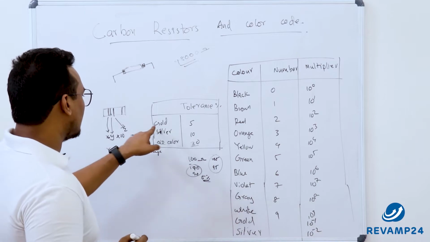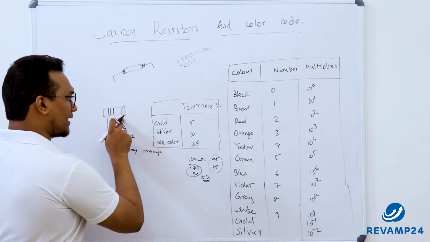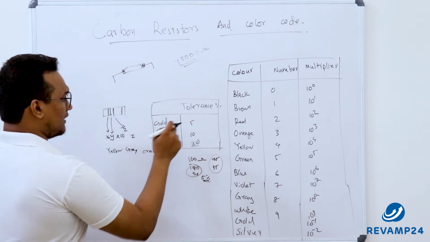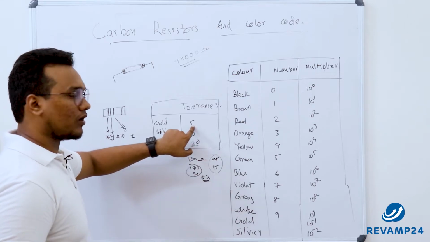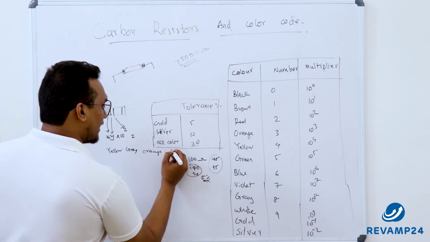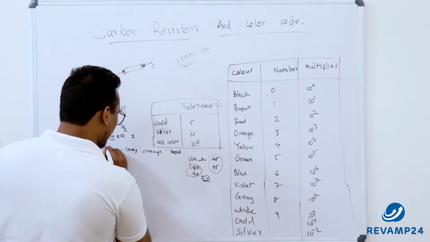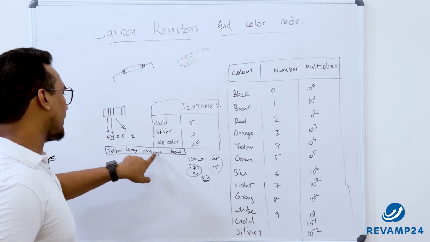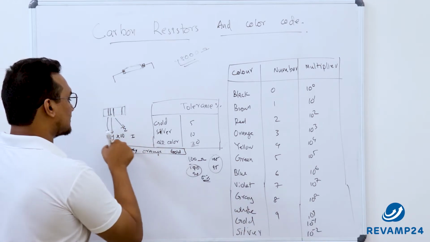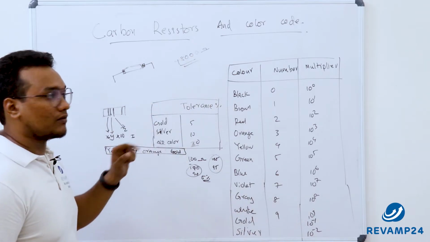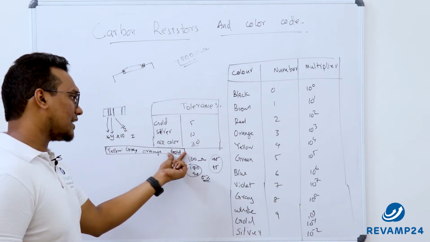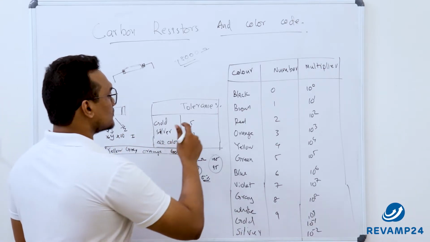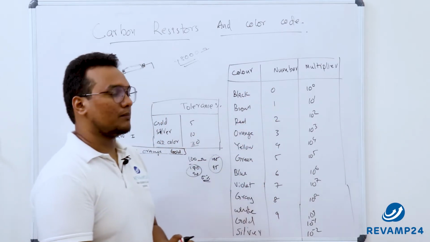If the tolerance is 5%, we can expect a gold colored strip at the end. So this will be the color code: yellow, gray and orange represent the value 48,000 ohm, and the last colored strip represents the tolerance. Clear? Now there is an easy way to memorize this.